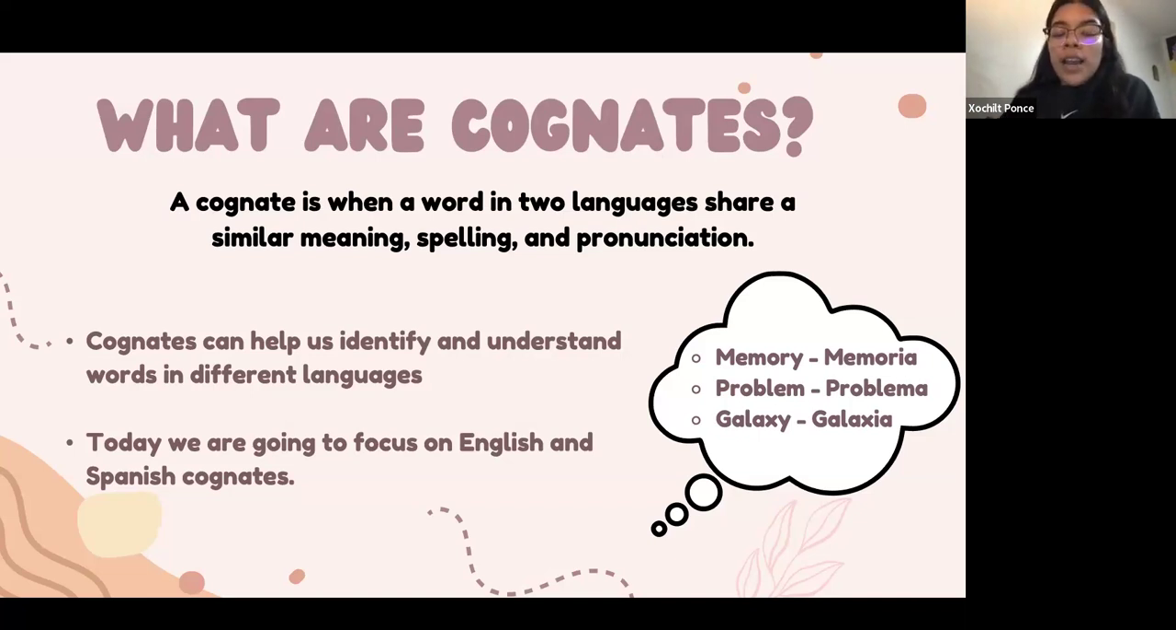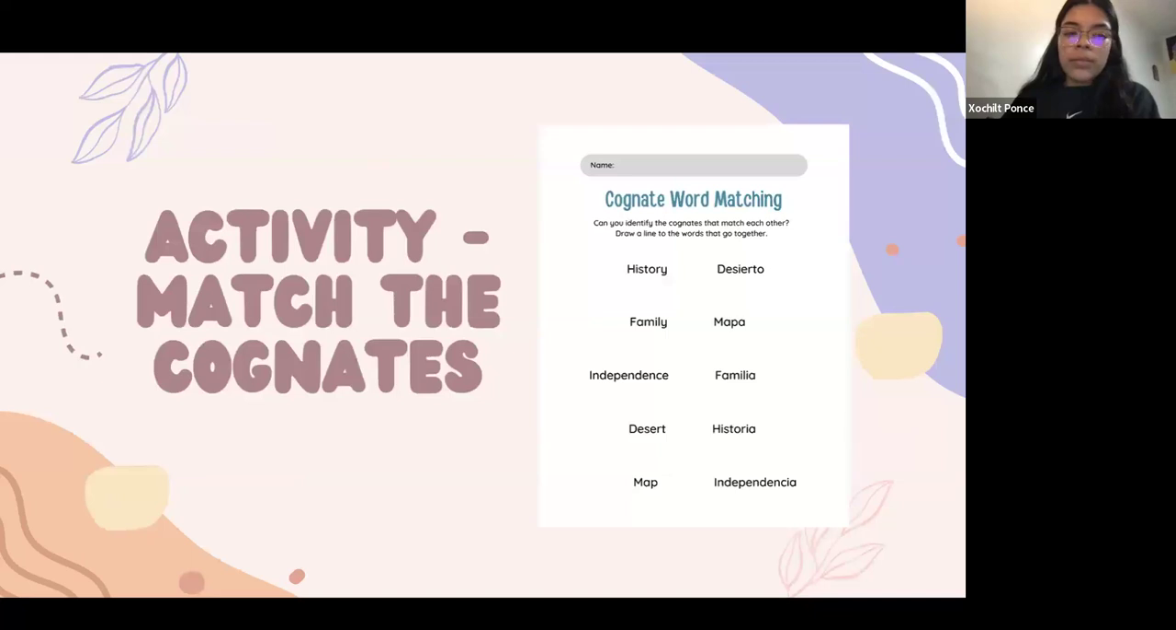Let's get into our first activity of the day. Our first activity today will be to match the cognates to one another. On our slide, you see the worksheet that you will find on your desk. I will give you 5 minutes to complete the worksheet. Can someone read the directions for me? Cognate word matching. Can you identify the cognates that match each other? Draw a line to the words that go together. Awesome, thank you. Make sure to get as much done as you can. We will go over the answers at the end of the day.